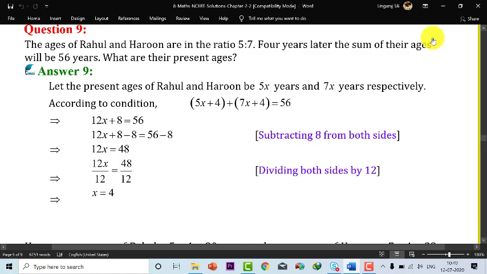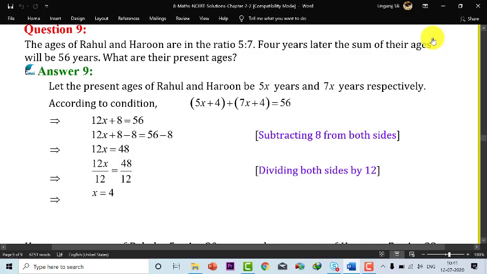So according to the given question, we wrote that 5x plus 4 plus of 7x plus 4 is equal to 56. So simplifying this, removing brackets, then it will be 5x plus 4 plus 7x plus 4 is equal to 56. So here like terms are 5x and 7x, and adding those two, we get 12x, and 4 plus 4 will be 8 is equal to 56. So 12x plus 8 equal to 56.